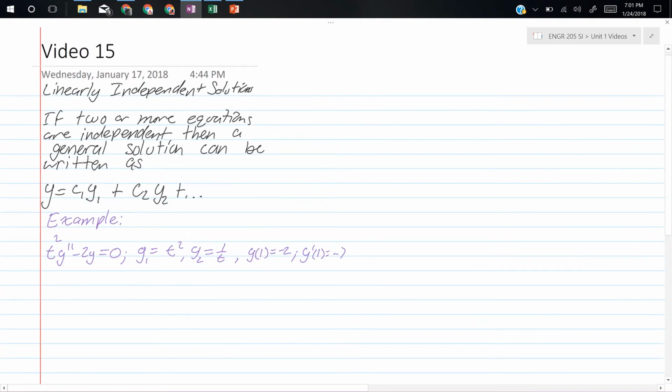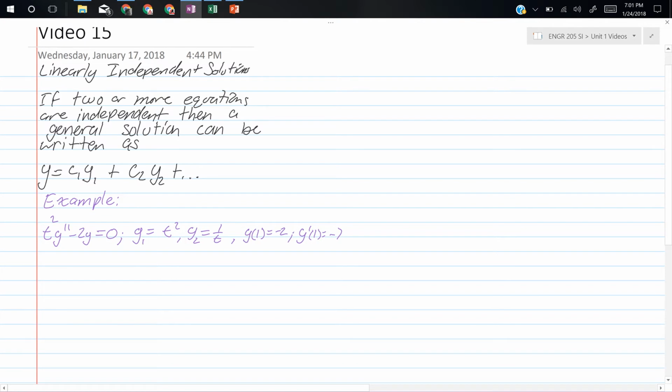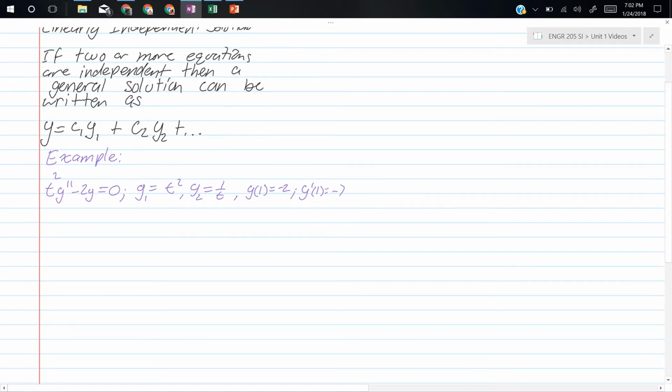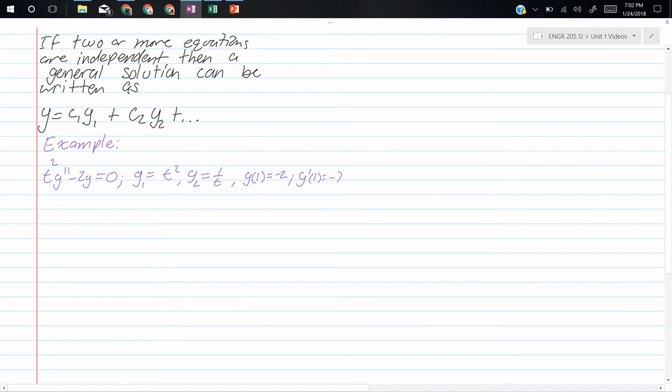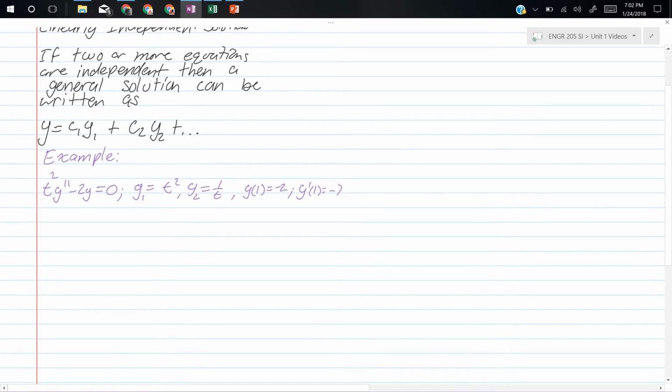Hello guys, in this video I'll be covering linearly independent solutions. If two or more equations are independent, then a general solution can be written as y equals c1 y1 plus c2 y2, assuming that these two equations are part of a solution to the same DE. So I'm going to go ahead and do this example problem. This example problem is from video 15, so just go ahead and explain it.